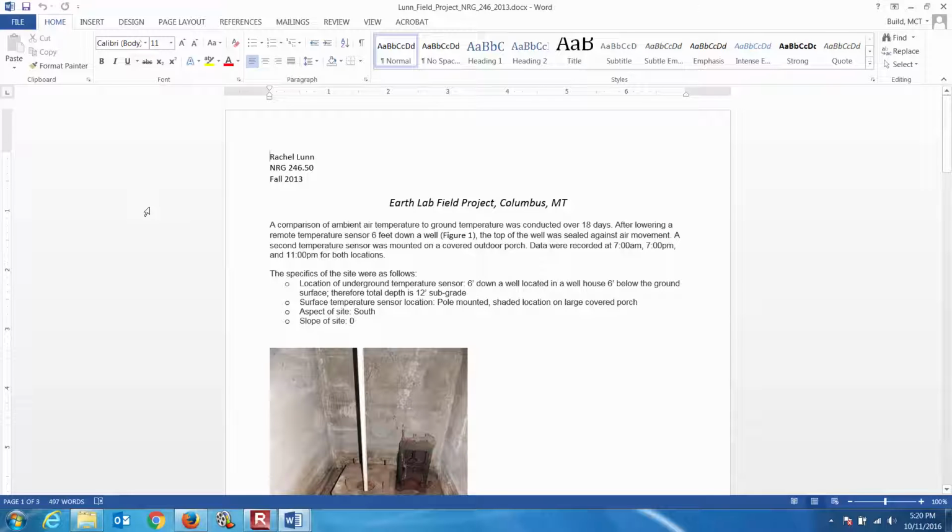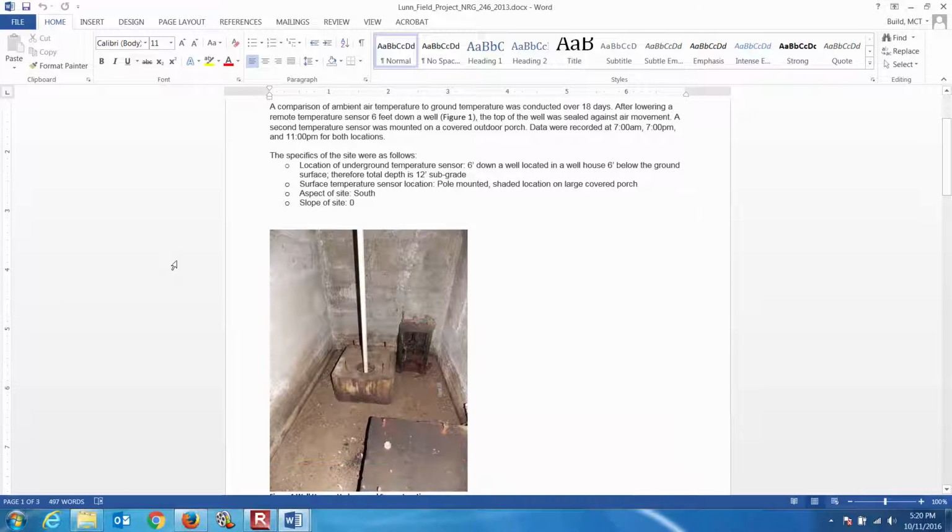Earth Lab Field Project from Columbus, Montana. So back in 2013, you can see here a comparison of ambient air temperatures to ground temperature was conducted over 18 days. 14 is our requirement this year, so 28 total. After lowering remote temperature sensors 6 feet down a well, the top of the well was sealed against air movement. A second temperature sensor was mounted on a covered outdoor porch. Data were recorded at 7 a.m., 7 p.m., and 11 p.m. on both locations. The specifics of the site were as follows.